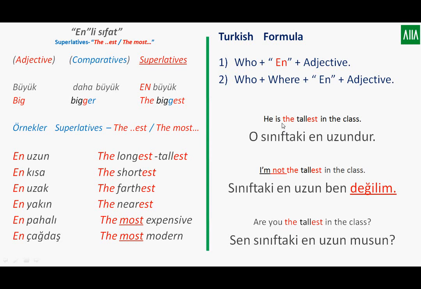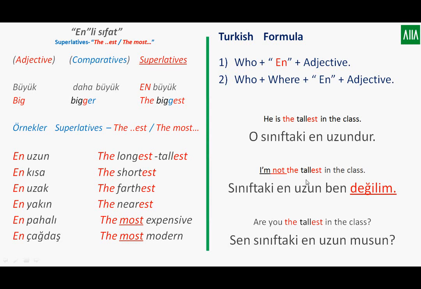For example, he is the tallest in the class. This is an English sentence. Here, let's see in Turkish. He means o. O, in the class, sınıftaki, the tallest. En, this is the superlative word. En, adjective, uzun. Okay, o sınıftaki en uzundur.